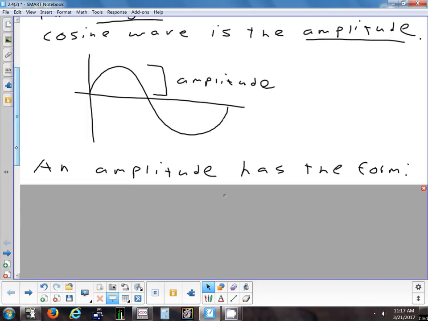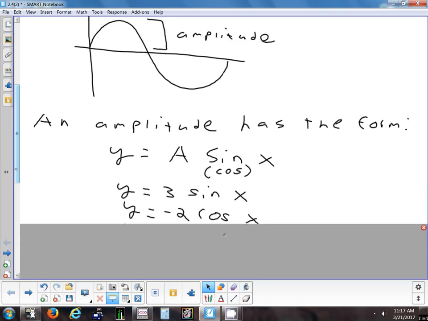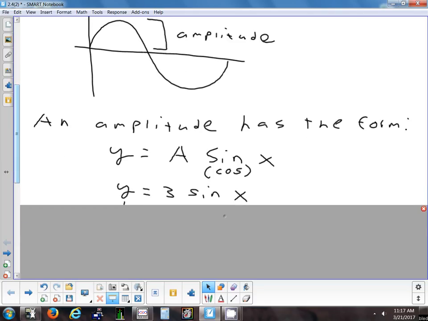All right, so just like we did yesterday, the first thing we have to be able to recognize is, if I give you an equation, how do you tell what kind of transformation it is? With a phase shift, it's when you're adding or subtracting in parentheses. We did that yesterday. With an amplitude change, it's when you multiply by a number in front. So for example, 3 sine x. That's an amplitude change.